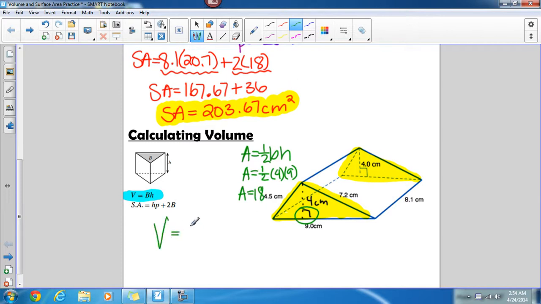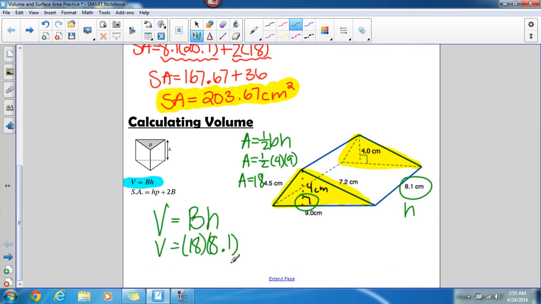So the volume equals big BH. Big B in this case again is 18. The height is telling you how tall. That's this, that's the height, times 8.1. And that gives me the volume. So I just have to multiply those two. Hey, calculator's up, let's go. What's taking so long? Yeah, I'm going to write the answer down eventually, but you got to write it down now. You better beat me to it.